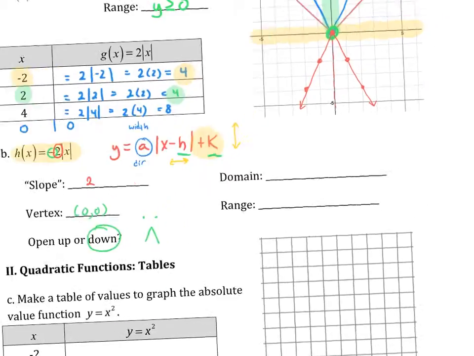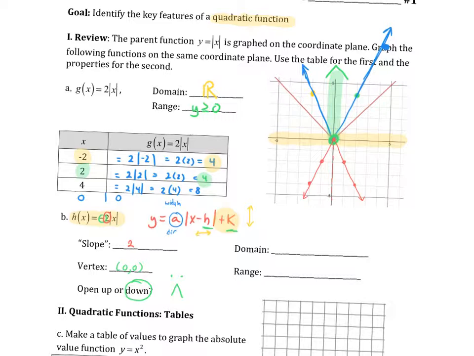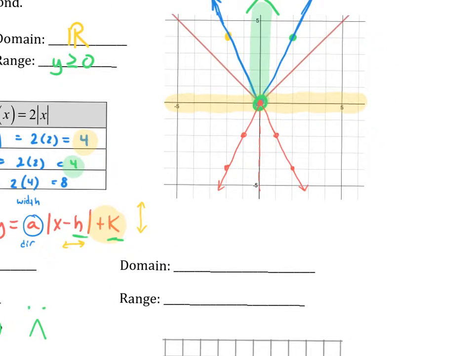All right, so that brings us into what we're talking about today. We're gonna do the exact same thing, we're just gonna change the shape. So instead of talking about a V-shaped function, we're gonna be talking more about a U-shaped function. And I forgot to mention here about my domain and range. Domain is all real numbers. And the range in this case is y is less than or equal to zero. So it's flipped upside down.